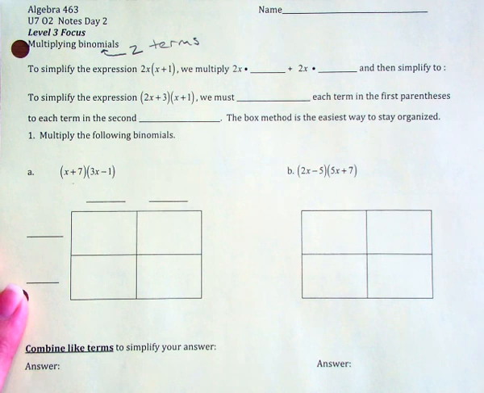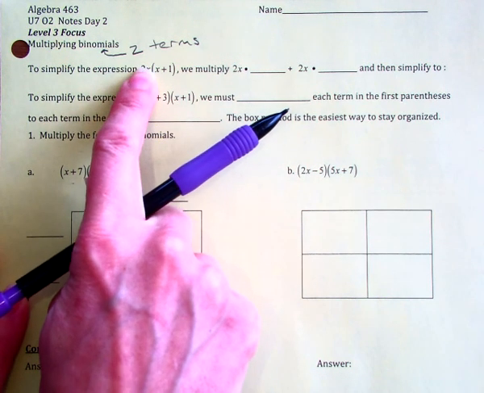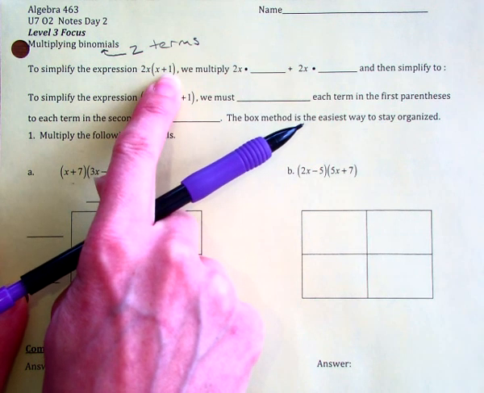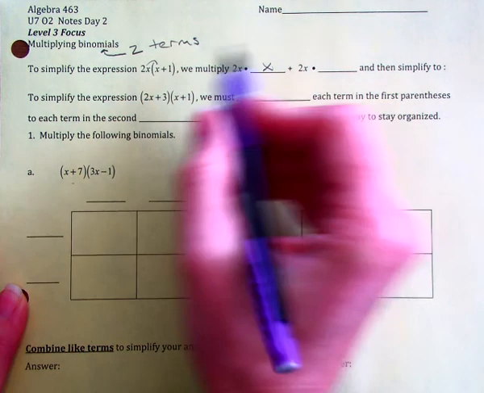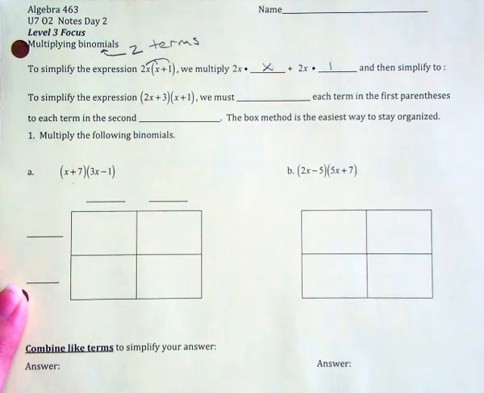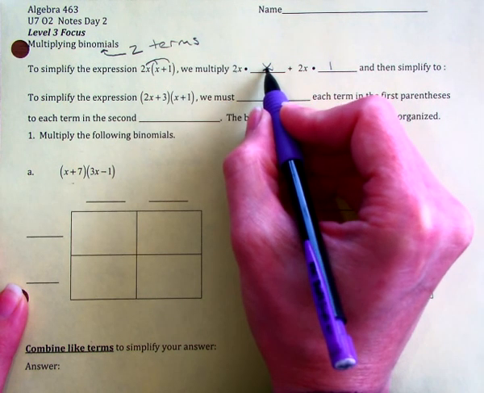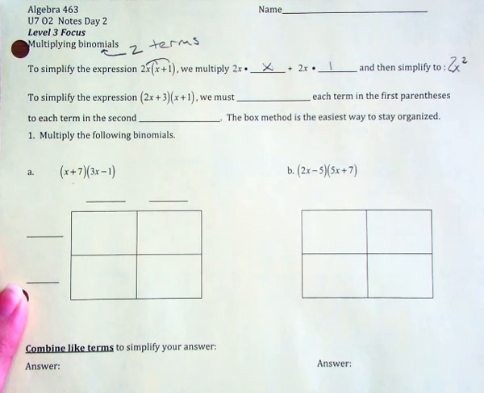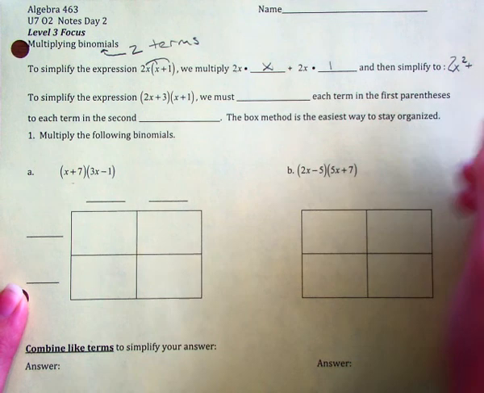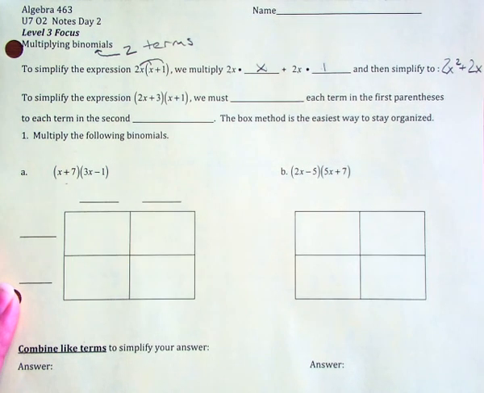Okay, so some refresher of what we did before. To multiply the expression, a monomial 2x times a binomial x plus 1, we multiply the 2x times the x, and then we multiply the 2x times the 1, and then we simplify that to get 2x times x. Remember, the x times the x by definition is x squared, so we get 2x squared plus 2x times 1, which is 2x. Okay?